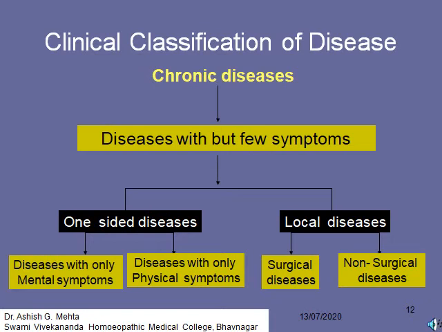This one-sided disease again divides into two: diseases with only mental symptoms, and diseases with only physical symptoms. Examples of the former are insanity, schizophrenia or generalized anxiety disorders, and of the latter are all kinds of disabilities in a patient who is mentally free from any kind of disease. The local diseases are divided into two categories, that are the surgical diseases as well as non-surgical diseases.